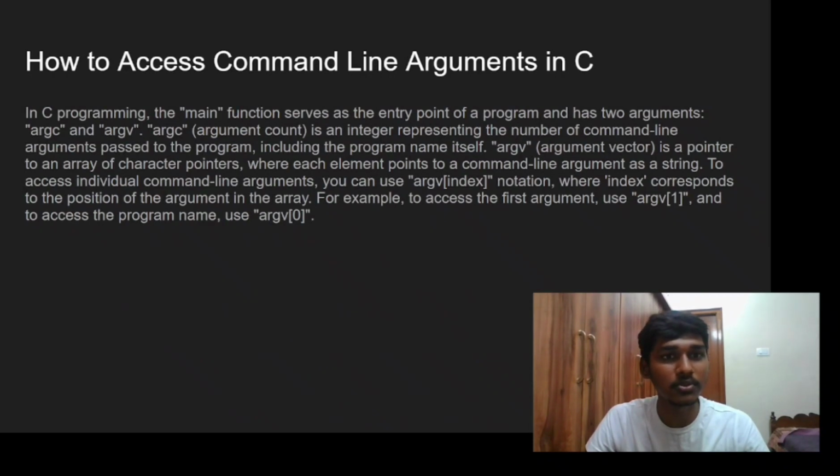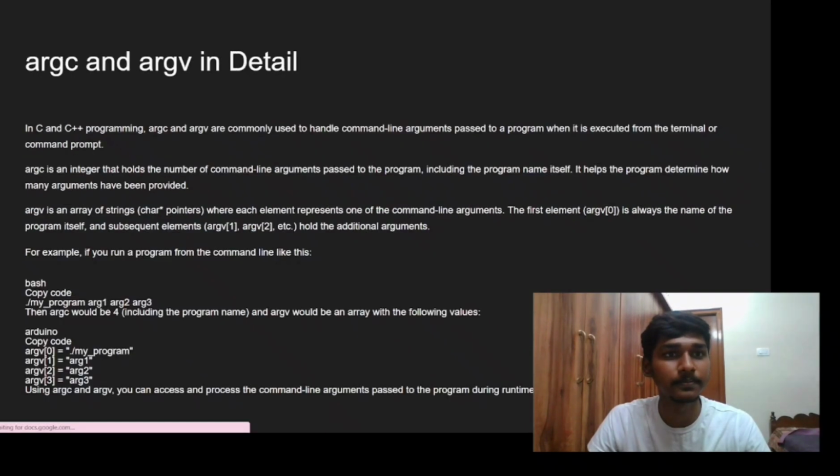To access individual command line arguments, you can use argv index notation, where index corresponds to the position of the argument in the array. For example, to access the first argument, use argv[1], and to access the program name, use argv[0].